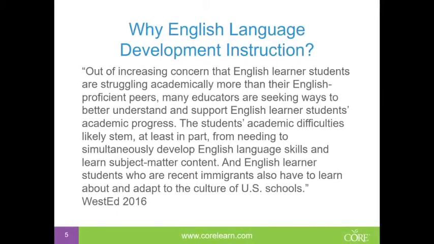We know that English learners are a growing population. English learners go through a similar process to acquire the English language, but not necessarily at the same rate. English language development instruction increases the instructional effectiveness for all learners. We hear that over and over again. You know, what supports one group of students also supports another.